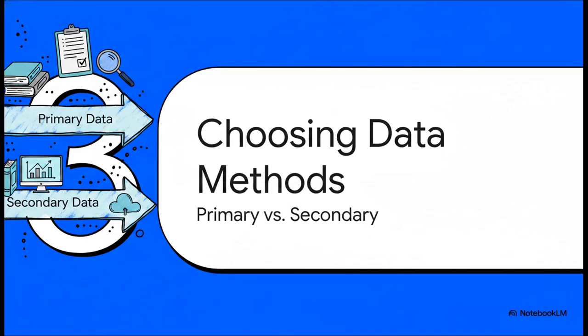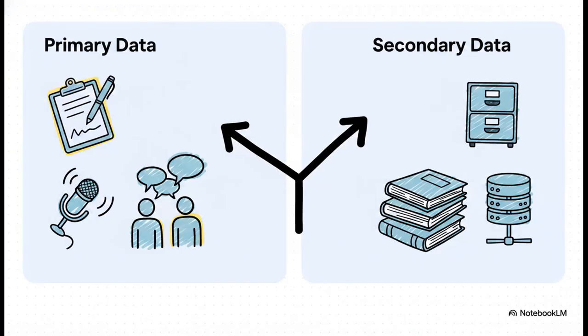Now for Section 3, Choosing Your Data Methods, Primary versus Secondary. This expands perfectly on Step 3 of our blueprint. How do we actually go about gathering the data we just identified? Well, you generally have two paths you can take, primary and secondary data. Primary data is fresh, first-hand data collected for the very first time. Think surveys, face-to-face interviews, or focus groups. You absolutely must use primary data if you're exploring brand new insights where no information currently exists.